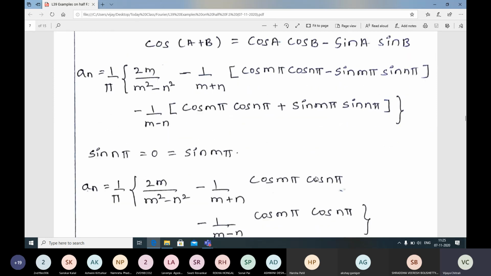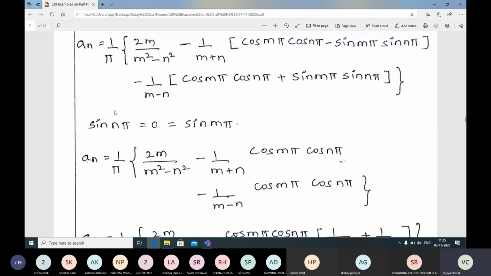Right. So next step will be 1 by pi. This is as it is, 2m divided by m square minus n square. This is also as it is, minus 1 upon m plus n. This is 0 because sin n pi is 0. 0 into something is 0. Cos m pi cos n pi, minus 1 upon m minus n. Here also this is 0. So cos m pi cos n pi. So what is common from these two terms? Cos m pi, cos n pi. So next step will be take this as common.